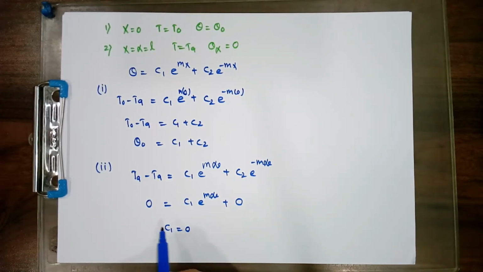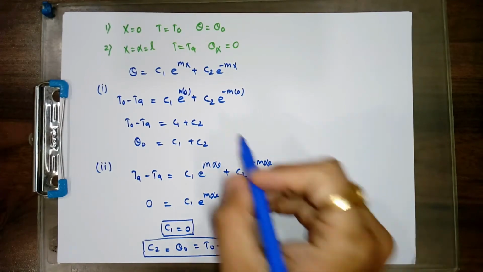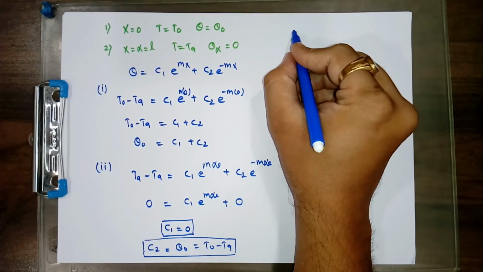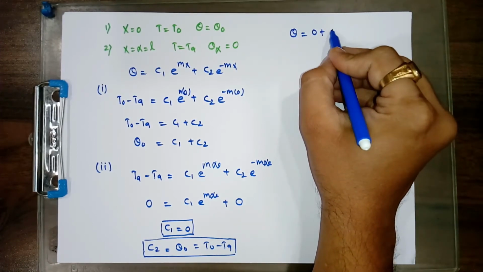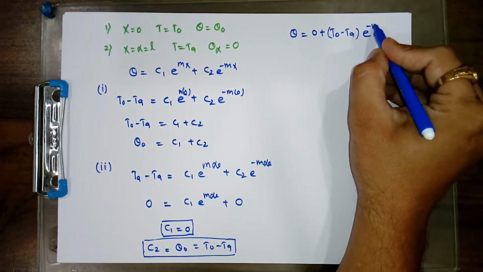So now we will put this value of C1 in the previous equation. So we get C2 equals theta naught, which equals T naught minus TA. So we get these two conditions, and we can find the two arbitrary constants C1 and C2. So our temperature profile, or our general equation, if we put in the values of C1 and C2, we get theta equals C1 is 0 plus C2 is T naught minus TA into e to the power minus mx.